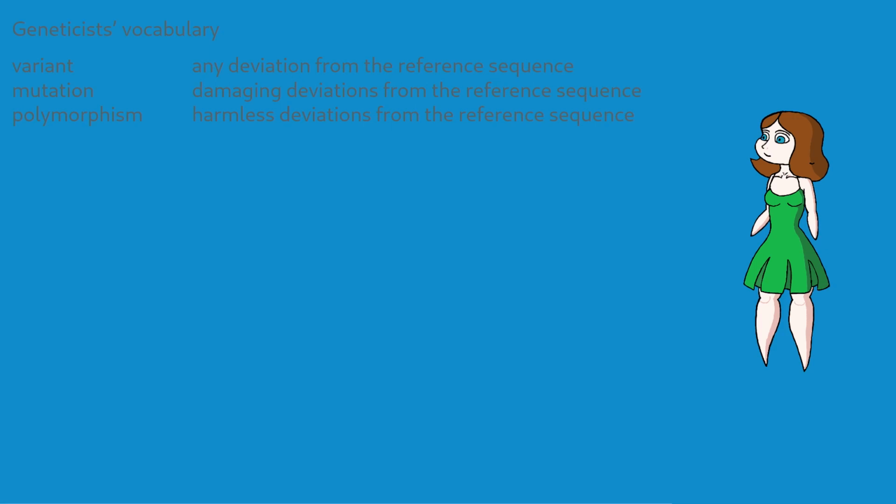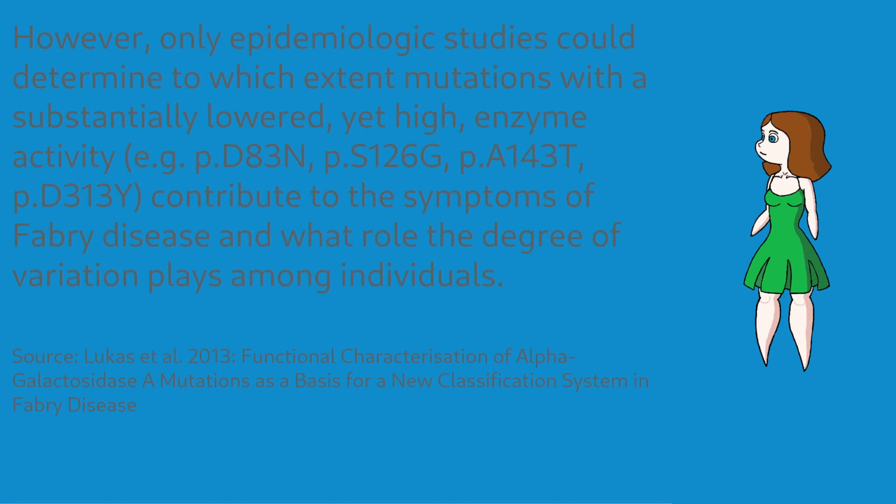One word about the terms used. Geneticists use the term variant for any deviation from the reference sequence, mutation for the ones that are damaging for one's health, and polymorphism for the harmless ones. As mutation is likely to be the more familiar term for most viewers, we will mostly stick to this one. Fabrienne's mutation is abbreviated as D313Y.